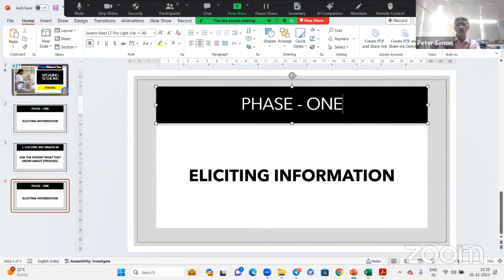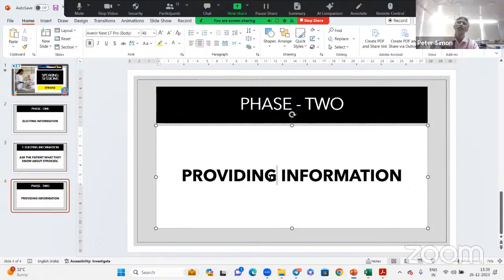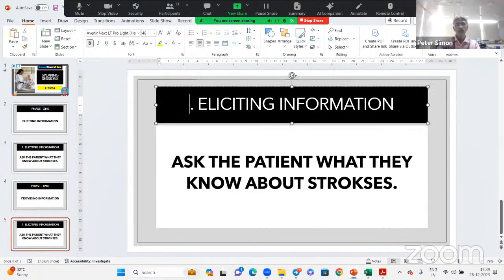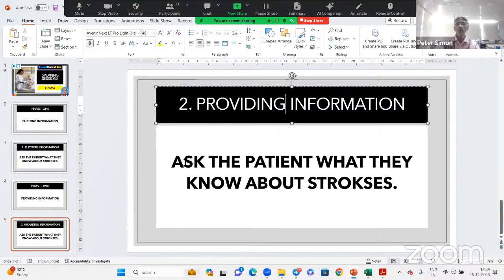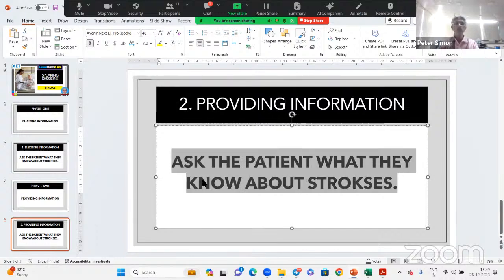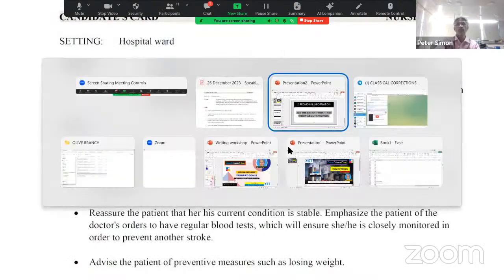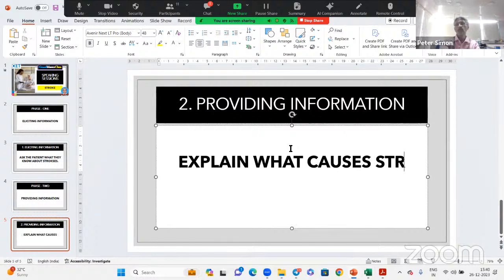Phase 2 is providing information. This is a two-way discussion. First, he will tell you what he knows, then you will tell him what he does not know. So phase 2, providing information: what he has to know. Explain what causes strokes.